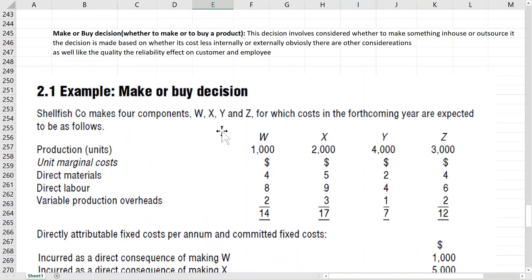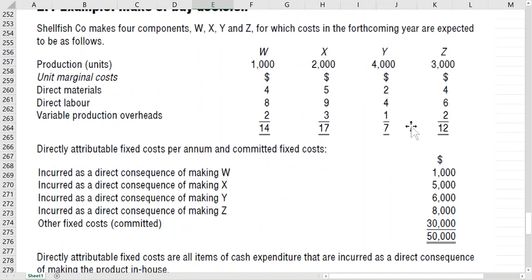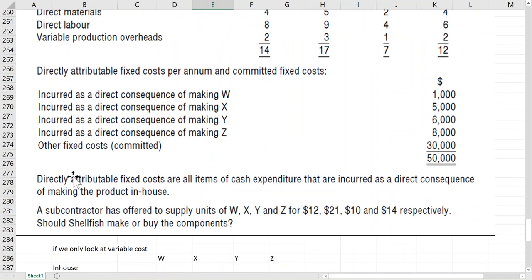Shellfish Co. makes 4 components W, X, Y, Z, for which costs in the forthcoming year are expected to be as follows. Production 1,000, 2,000, 4,000, 3,000, and then marginal costs are given. Directly attributable fixed costs per annum and committed fixed cost. So fixed costs are given here, directly attributable fixed costs, 1,000, 5,000, 6,000, 8,000, and then there is committed cost.